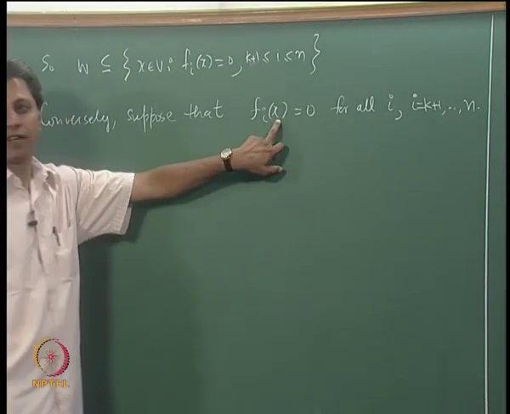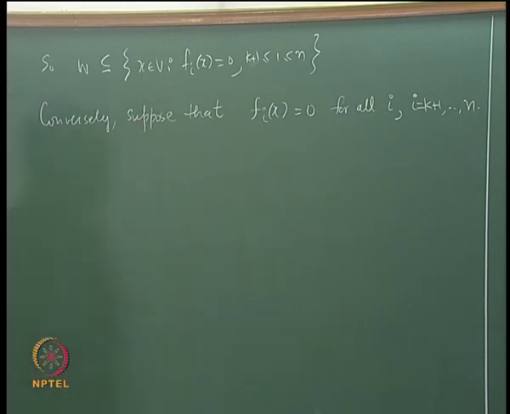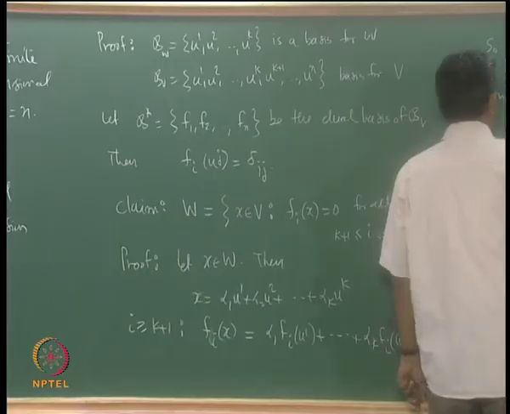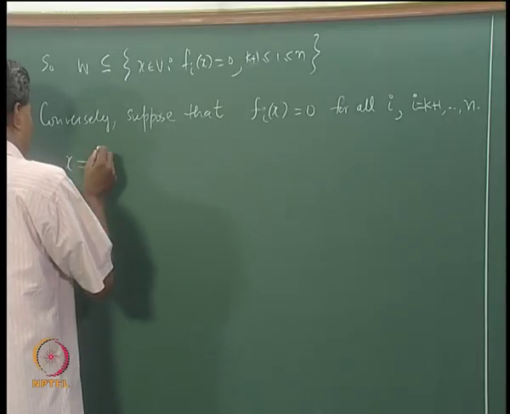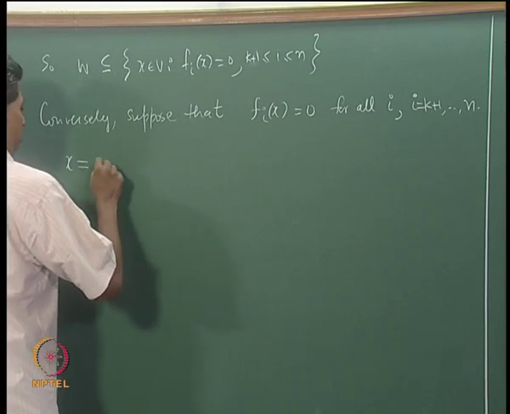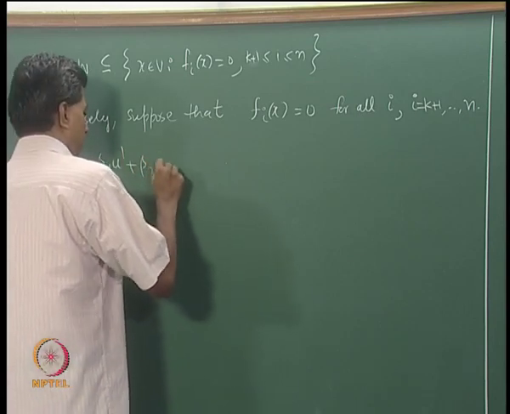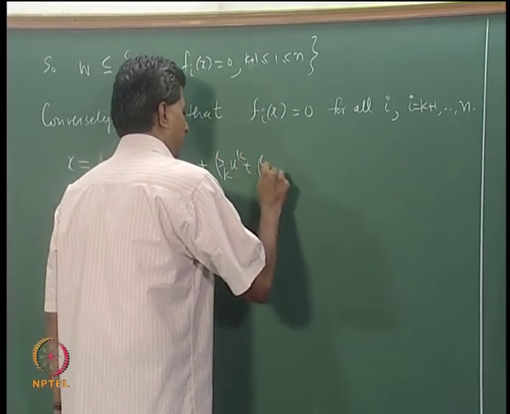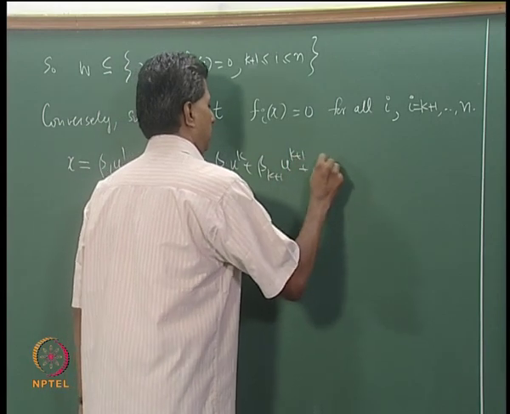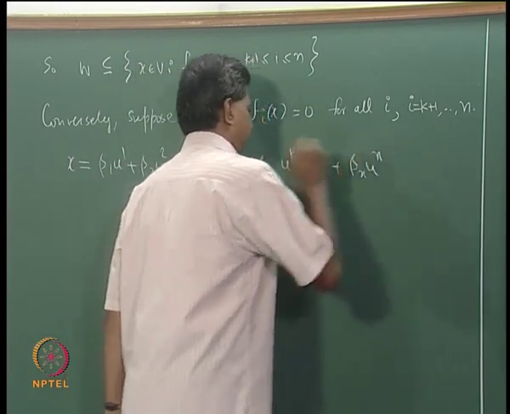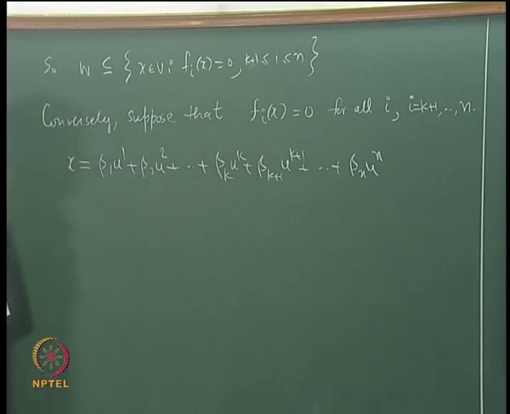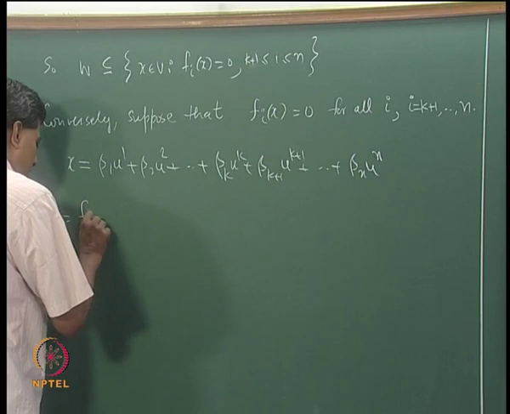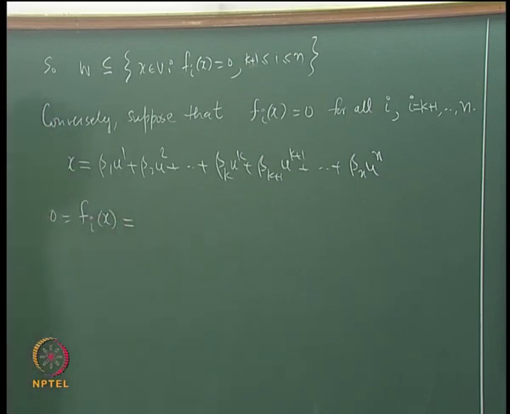Now x is an arbitrary element, so I can write x using this basis. So let me use some other scalars. x is a linear combination of u1, etc., un. So x is beta 1 u1 plus beta 2 u2 etc. plus beta k uk plus beta k plus 1 uk plus 1 etc. beta n un. u1, u2, etc., un is a basis for V, and so I can write x in this manner. fi of x is 0. So I start with 0, that is fi of x. fi is linear.